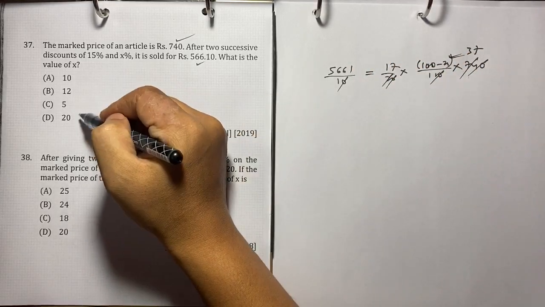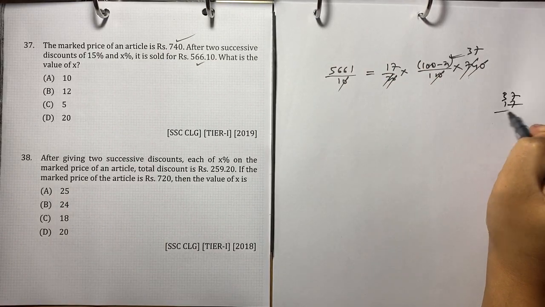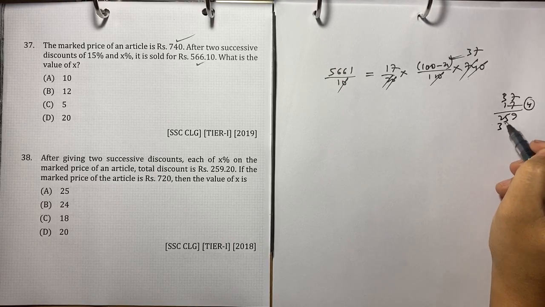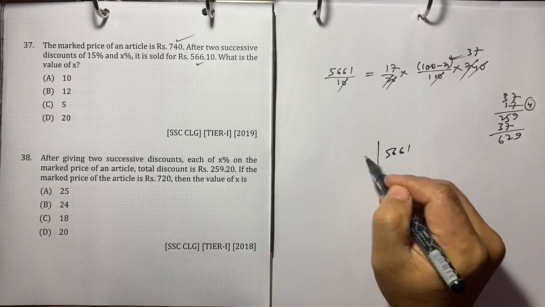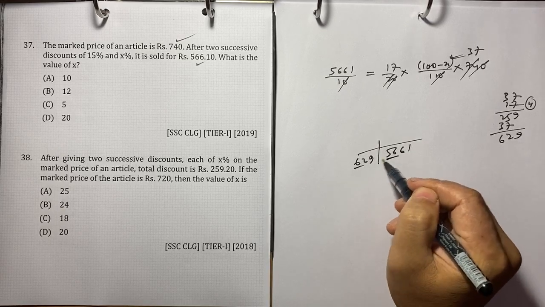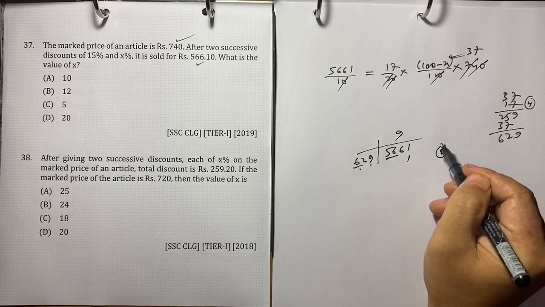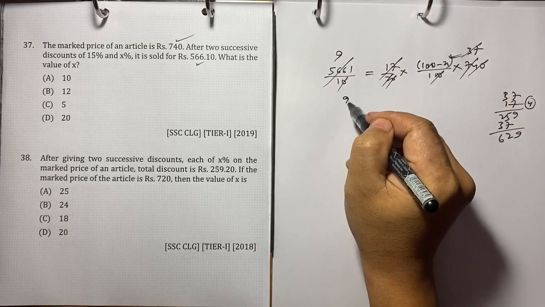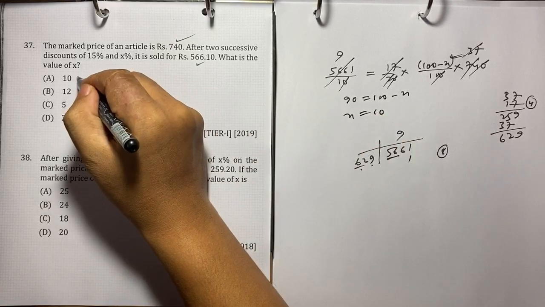So option 2 with the point. 37 to 17, so multiply. 49, 4 in hand, 21, 25, so this will be 37, this will be 9, this will be 2, this will be 629, 5661 to 629. Divide. 6 and 5, 6 and 3, divide. 69, 54, 99, 81, 9. Again 81, 9, 18, cancel. This will be 9, so 90 equal to 100 minus 6, so x equal to 10, 10%.